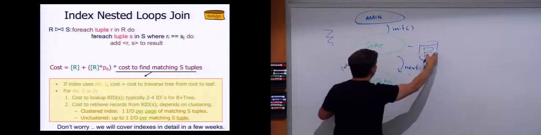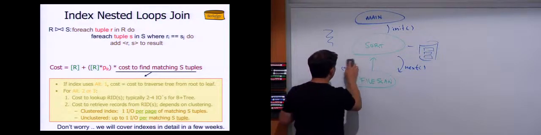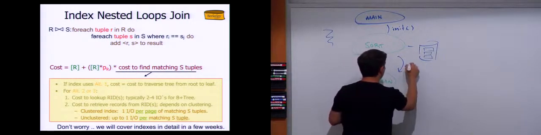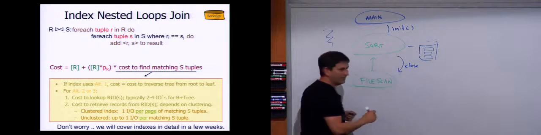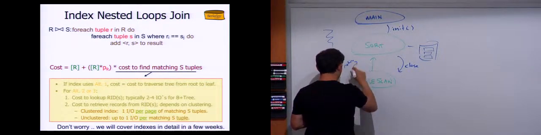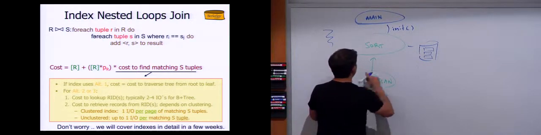When these partitions are completely done, this guy returned his last tuple. He's all done. Sort can say, actually, close. I am finished with you, file. I never want to see you again. And file scan says, cool, I'm closed. All right? And then sort can say return from init.